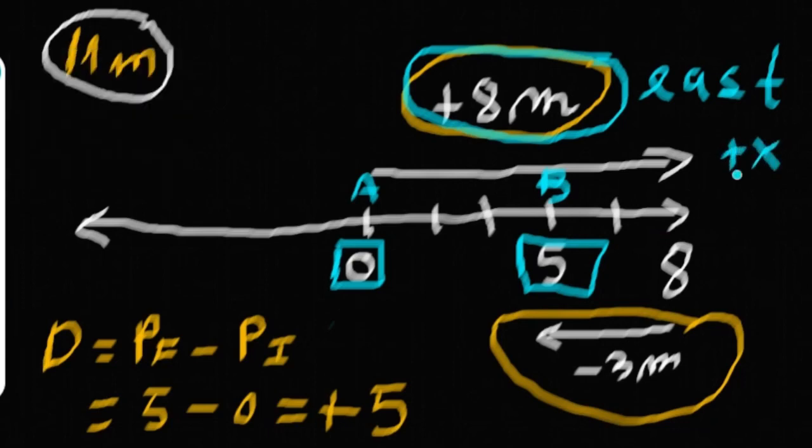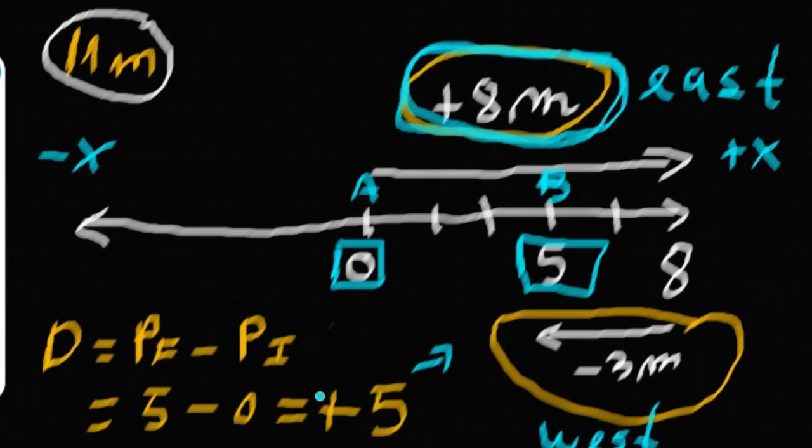Keep this in mind. Distance is always positive, but displacement can be positive or negative. Displacement has a positive value if you're traveling east or north. Displacement has a negative value if you're traveling west or south. And so if you add up the displacement for the first part of the trip plus the displacement of the second part, you get the net displacement of positive 5.